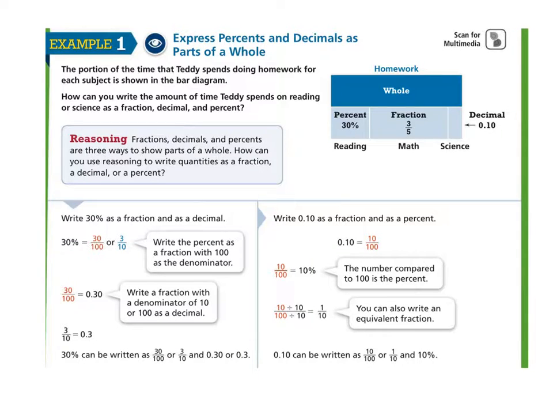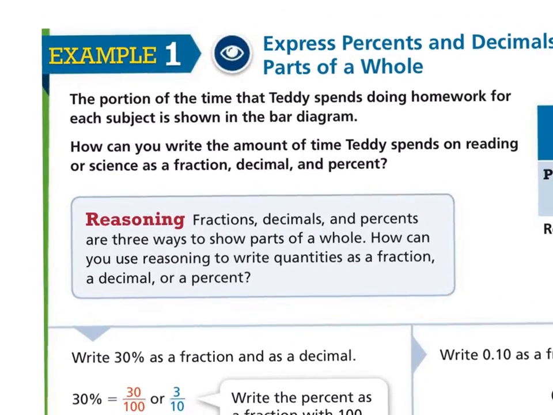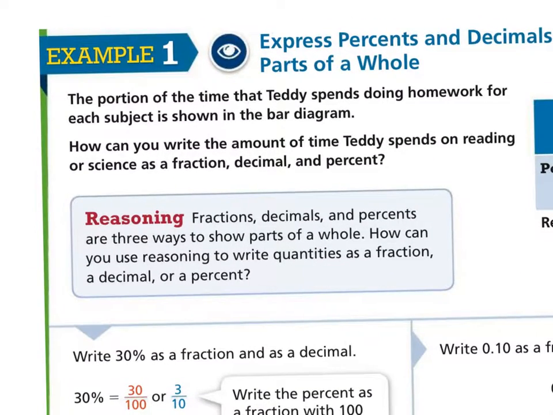Look at example 1. Talks about expressing percents and decimals as parts of a whole. So on example 1, the portion of the time Teddy spends doing homework for each subject is shown in the bar diagram. How can you write the amount of time Teddy spends on reading or science as a fraction, decimal, and percent?